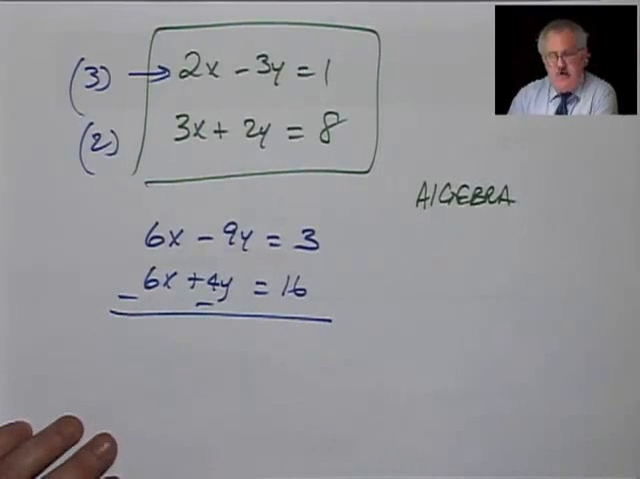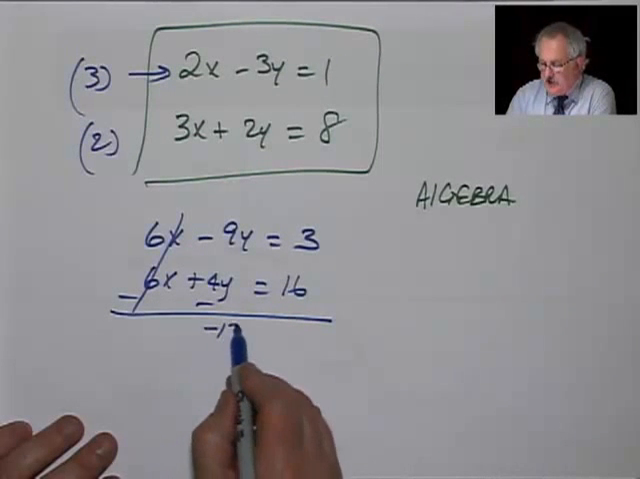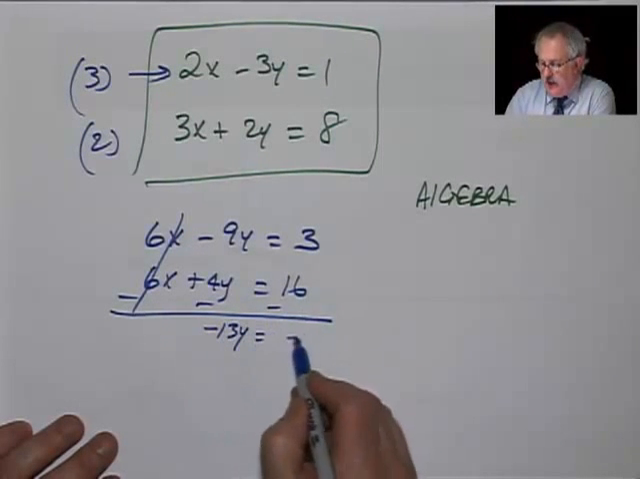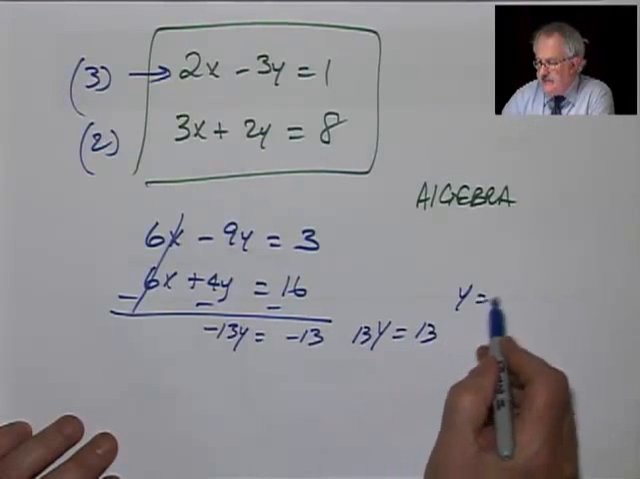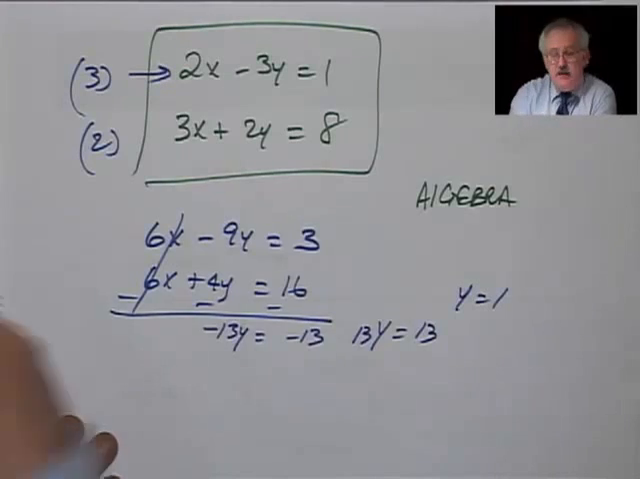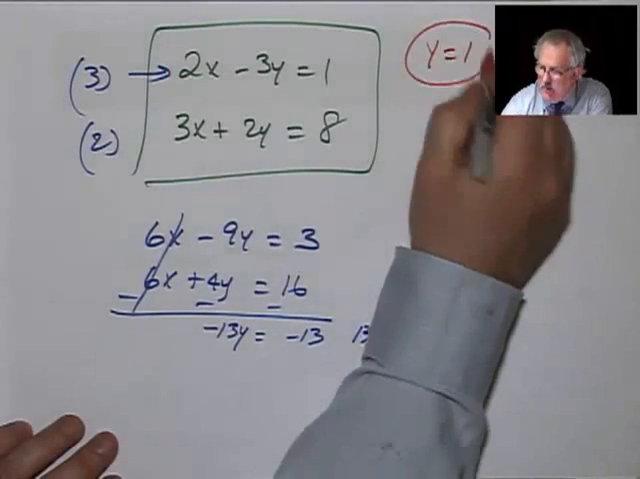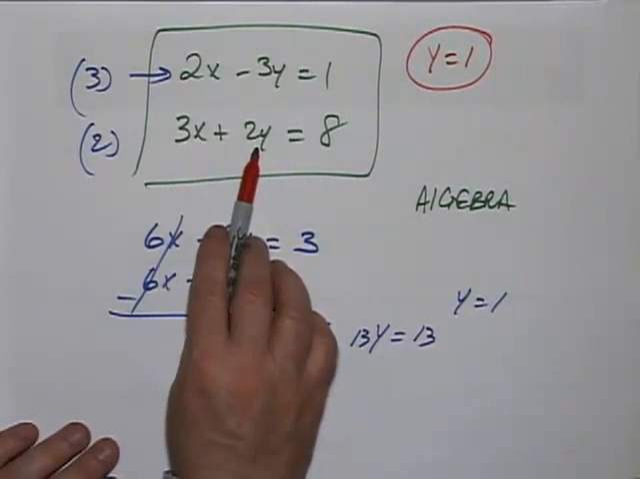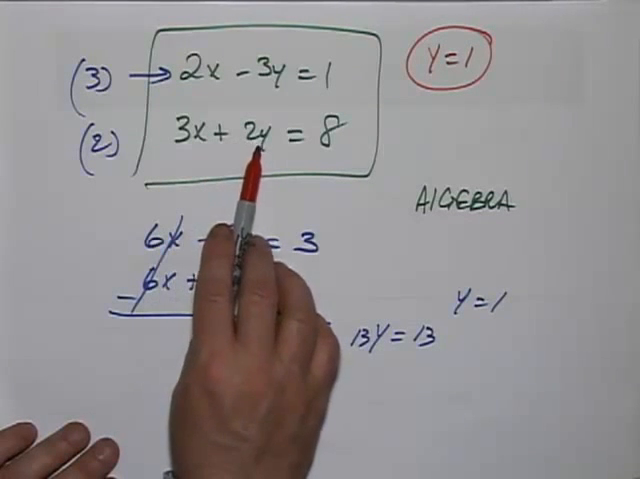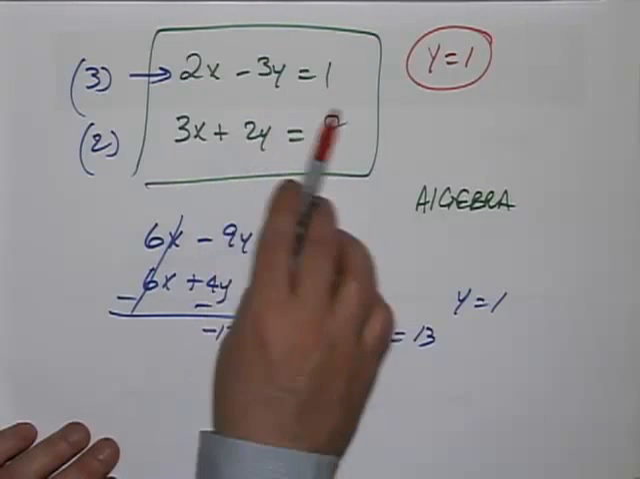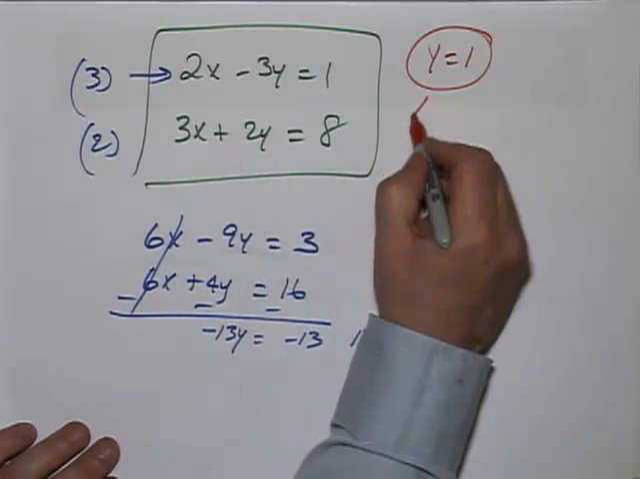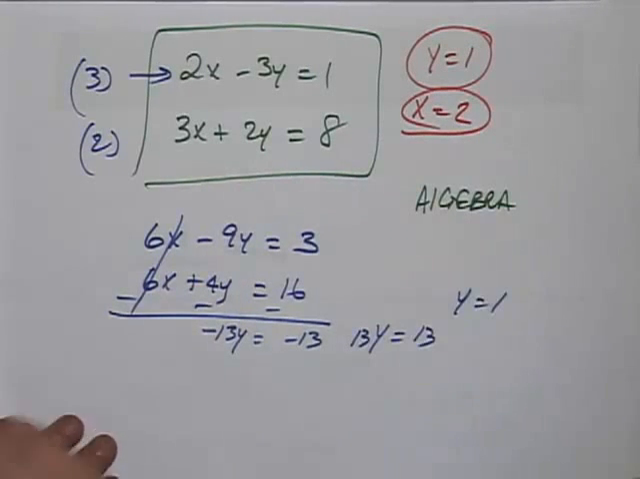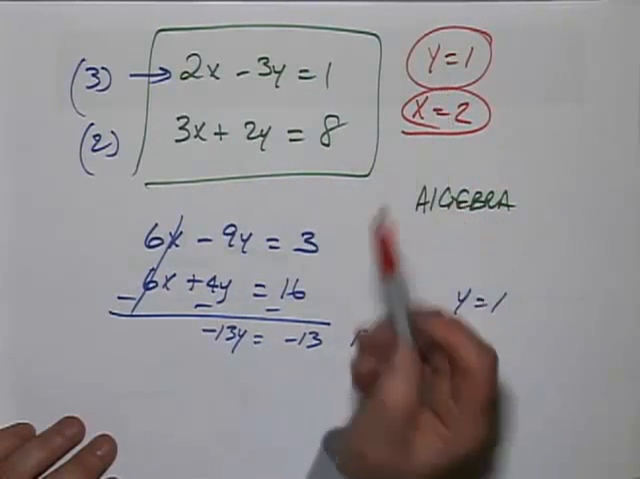Now, taking one from the other, we get minus 13y is minus 13, or 13y is 13, y is equal to 1. If y is 1, 3x plus 2y is 3x plus 2. 3x plus 2 is 8. 3x must be 8 minus 2. 3x must be 6. 3x is 6, x must be 2. So the solution to this equation says x is 2 and y is 1.